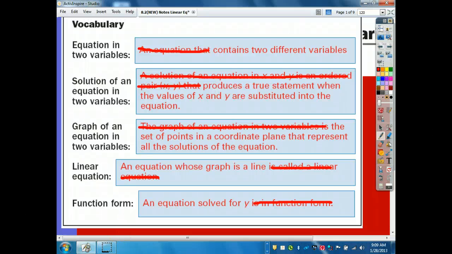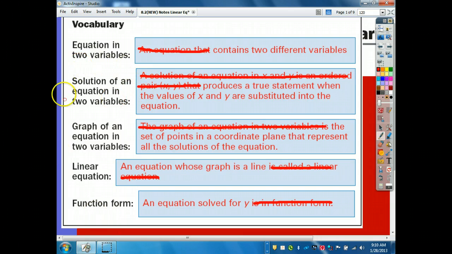Okay, today we're going to be doing lesson 8.2, linear equations in two variables. We're going to be doing 8.2 in two parts. We're only going to do half the notes today, and then we're going to do half of the notes later on. In today's part of the notes, we are only going to learn solution of equations in two variables.